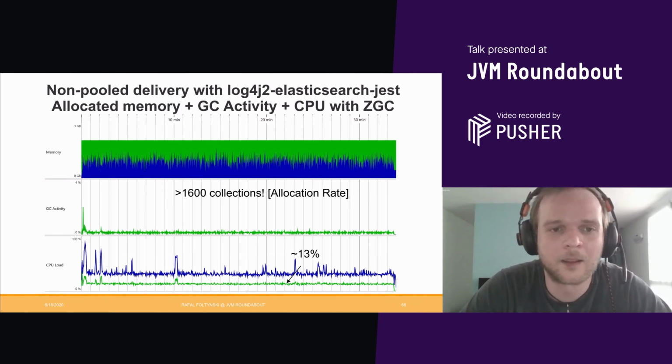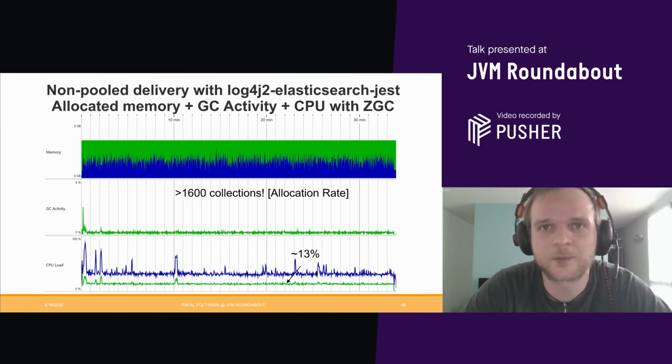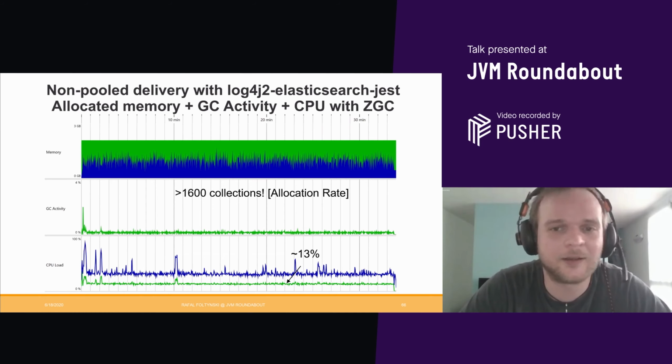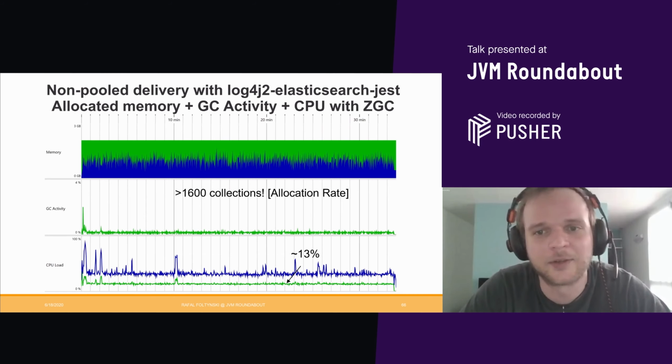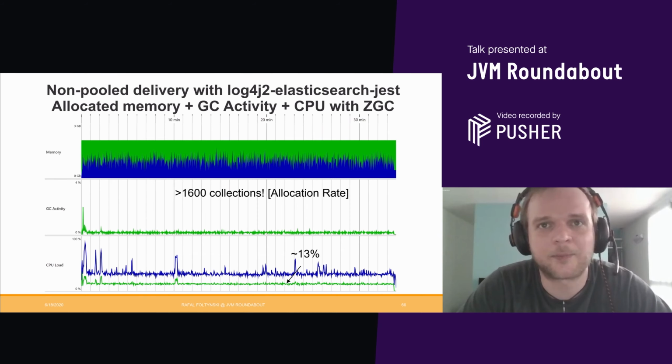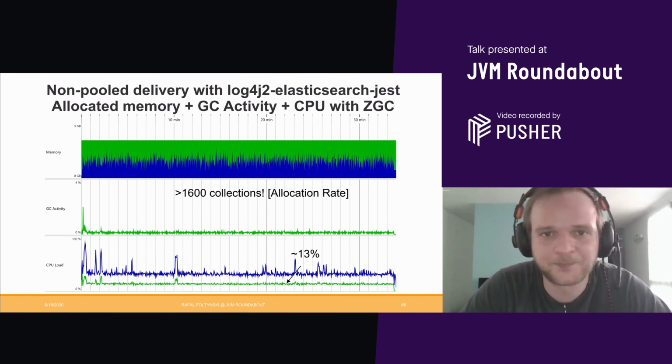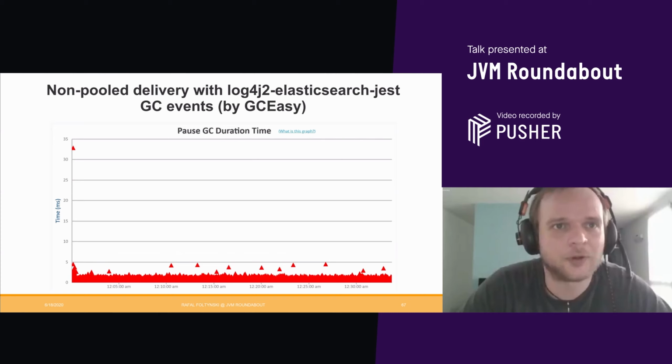Also, the CPU usage was much higher, so this clearly indicated that object pooling helped a lot in this case. And 13% versus 5%. When you extrapolate it to hundreds of servers doing some work, you can save thousands or tens of thousands of dollars, maybe even more on your infrastructure. Thanks to this approach.